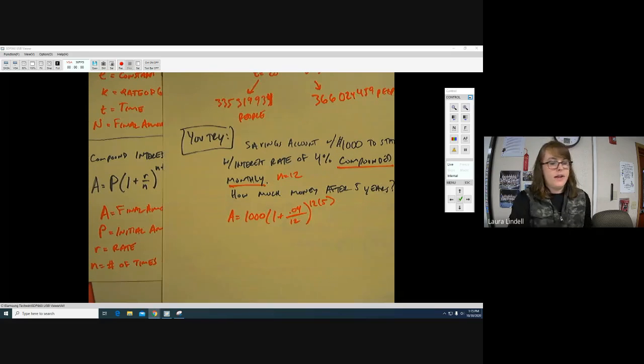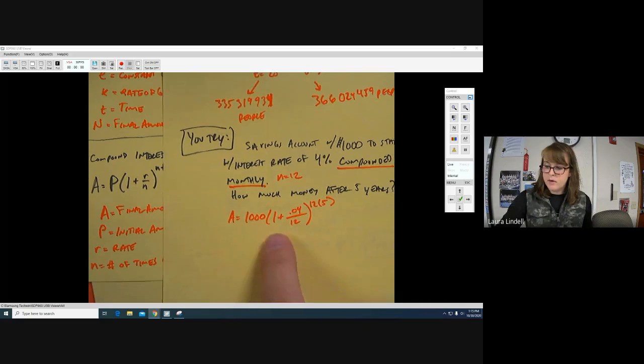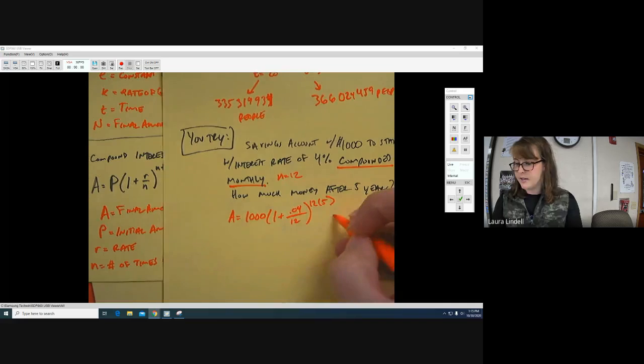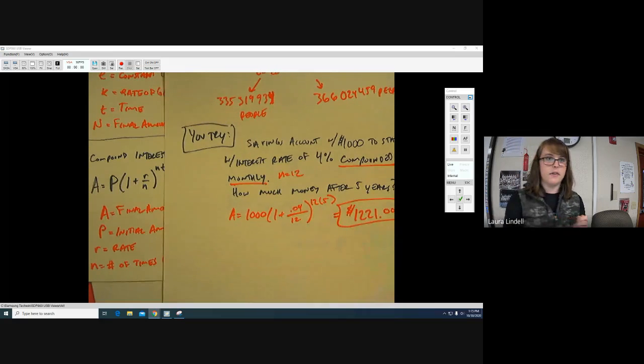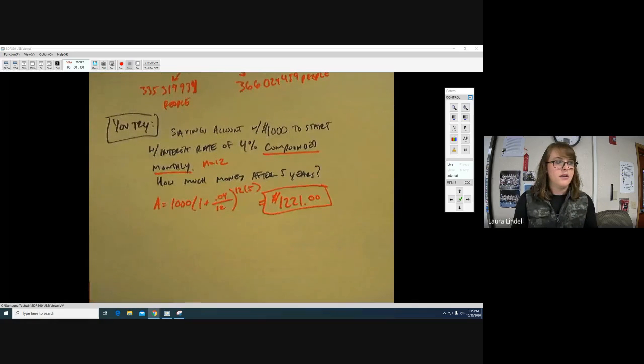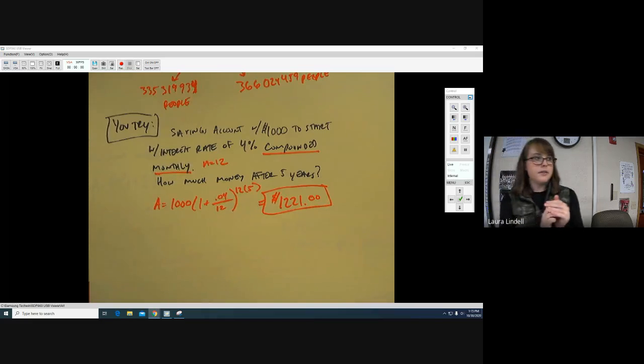All right, if that is what you did, you went 1,000 times 1 plus 0.04 over 12, to the 12 times 5. You're on the right track. And when we do that, we should get approximately $1,221 even. Okay. So there we go. Those are all of our models. Those are all of the different ways that you can do those problems.